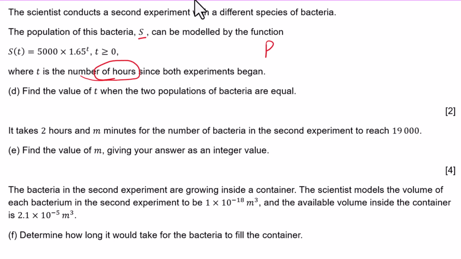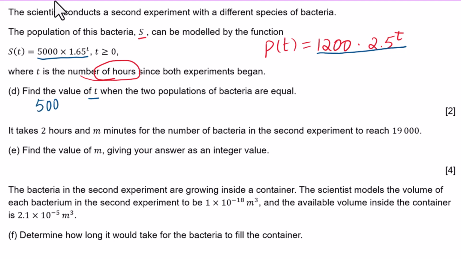We already figured out P of T equals 1200 times 2.5 to the tth power. We want to figure out the value of T when the two populations of bacteria are equal, which means S of T equals P of T. We will set up the equation 5,000 times 1.65 to the tth power equals 1200 times 2.5 to the tth power.